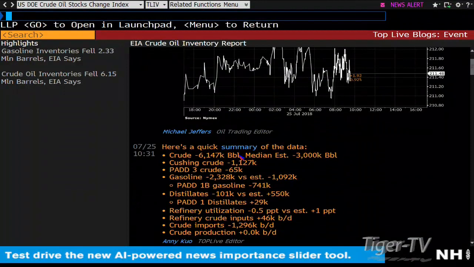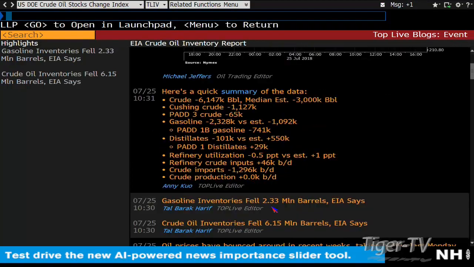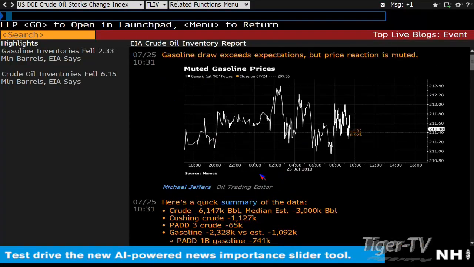And here's the full breakdown. So a decline of 6.1 million barrels for crude. That's the headline. Estimate was a decline of 3 million. Cushing contributed a 1.1 decline. PADD 3 almost flat. Gas below as well. Yeah. Decline of 2.3. Estimate was only about a decline of about 1 million. Distillates slightly off, and they break down a lot in here in terms of demand and so forth, but the gasoline draw exceeded expectations as well, though gas is not jumping around too much.